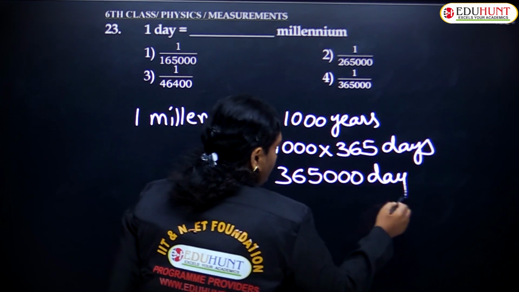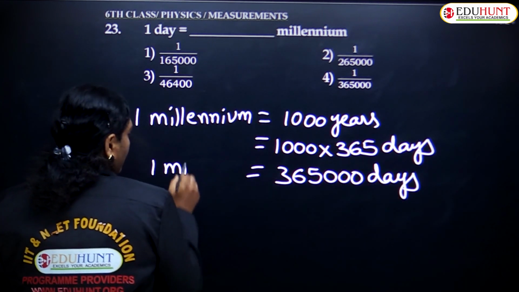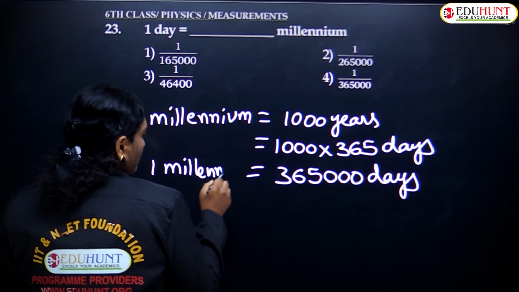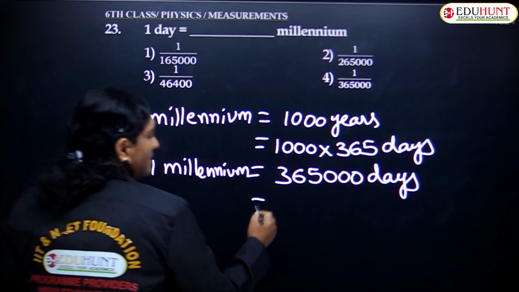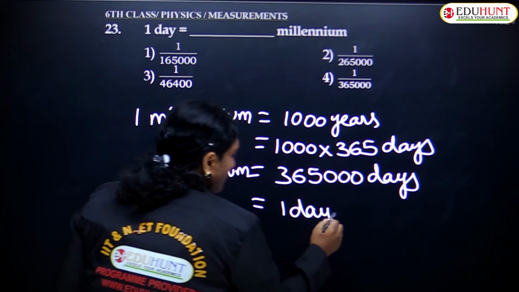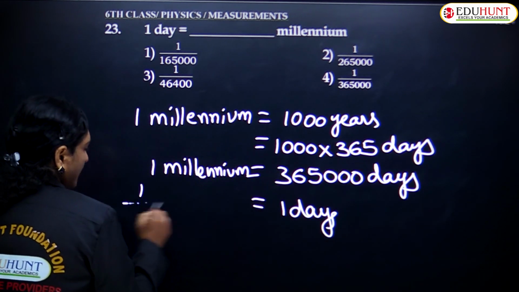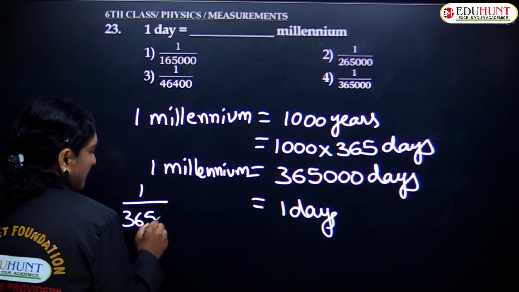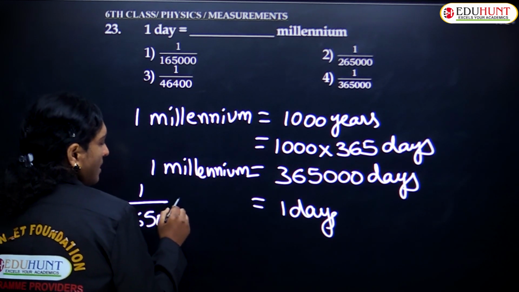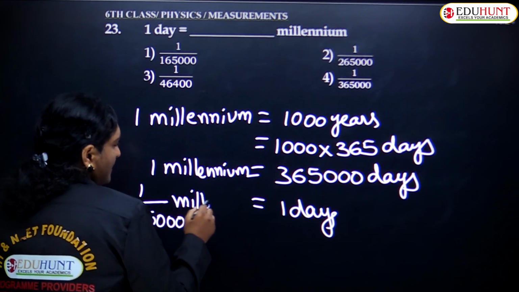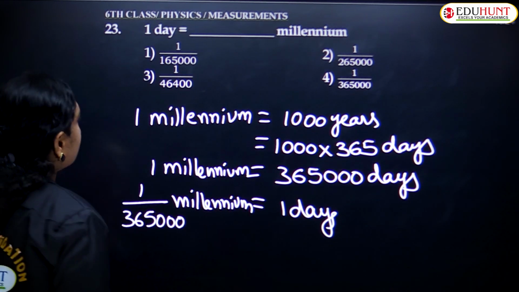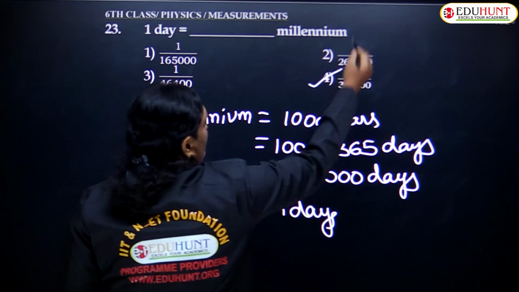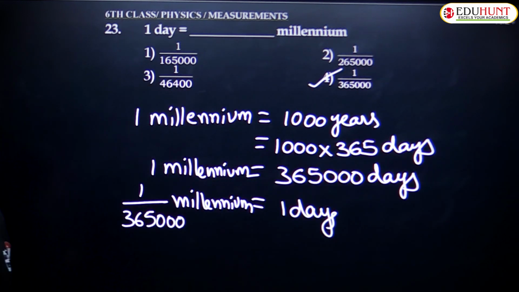365,000 days. So 1 millennium equals 365,000 days. So 1 day equals 1 by 365,000 millennium. So where is the option? Which one is the correct option? 1 day means 1 by 365,000 millennium. So your option number 4.